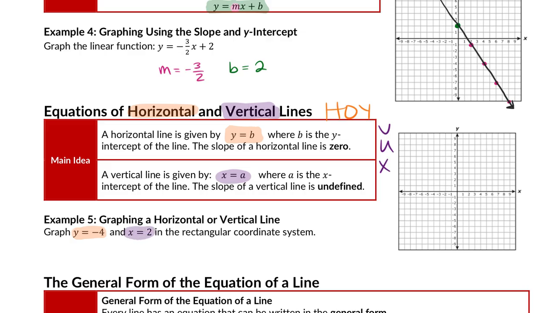Okay, so there. We're going to graph these two things with these two colors. Because we're graphing a horizontal line, y equals -4. Again, I see it starts with a y, so I know this is a horizontal equation. I go to -4 on the y-axis, and then I just draw a straight line.